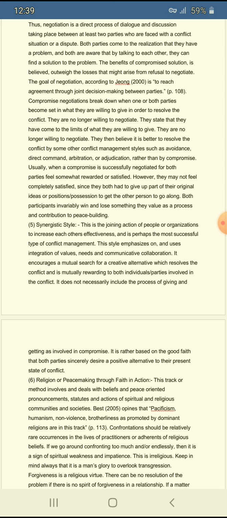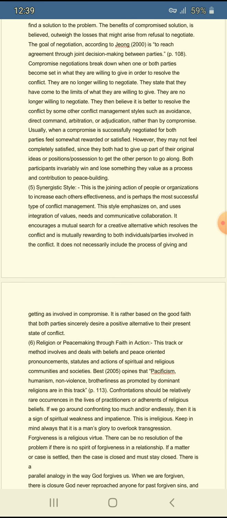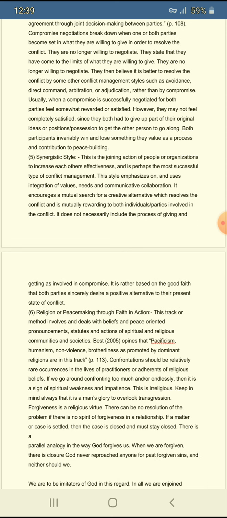This is the joining action of people or organizations to increase each other's effectiveness. And this is the aspect whereby we see different organizations coming together. A very good example is the United Nations. When they go for peacekeeping, peacemaking, we see different nations come all together into a particular nation, as a contingent, to make sure that there is peace. And it is expected that the two parties too are looking forward to having this situation resolved.